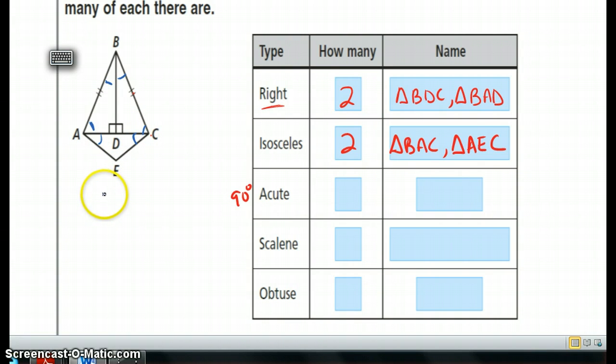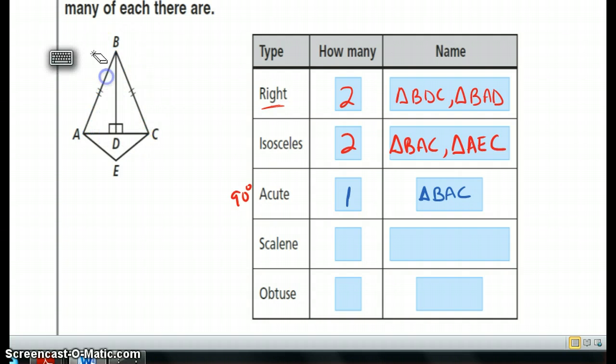So where do I see one that's less than 90? Is all this less than 90? I think it is. So I also have BAC again as an acute triangle. I don't see anybody else. If I do this one, it's right again, isn't it? This one, I don't know if that's right or not, but I don't think it's acute, so I'm going to say I only see one of those.